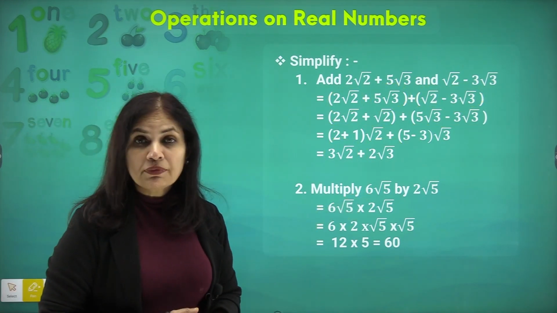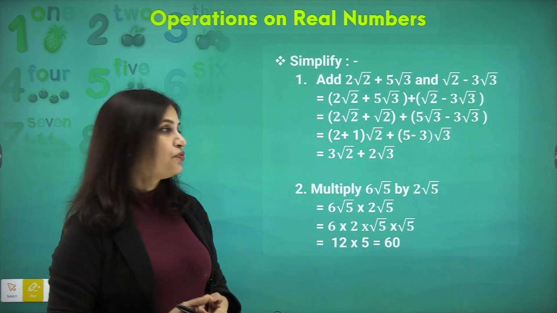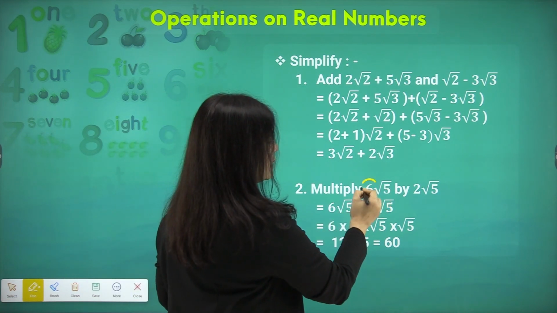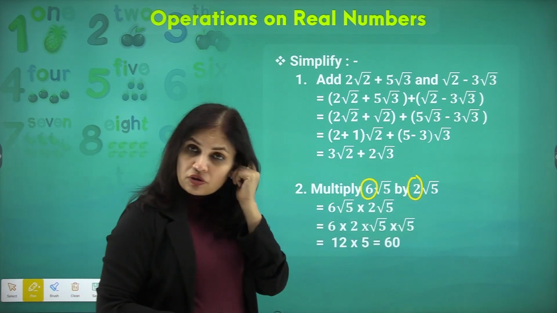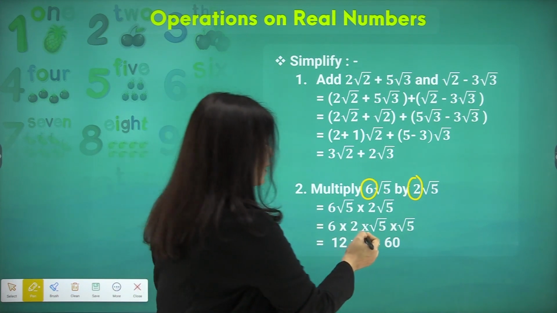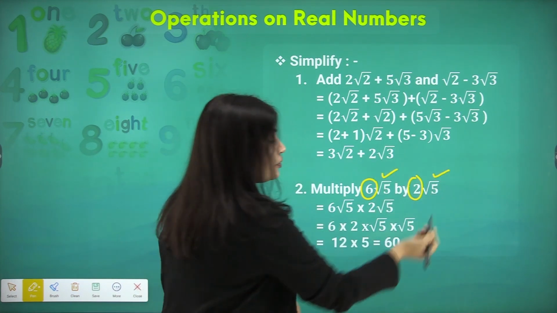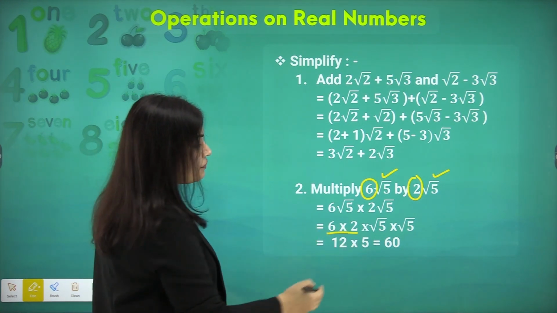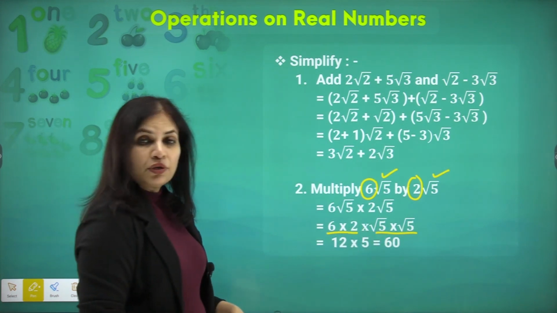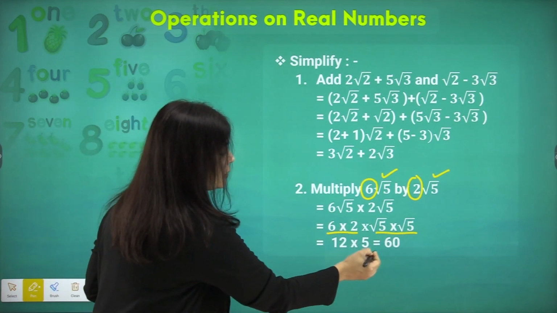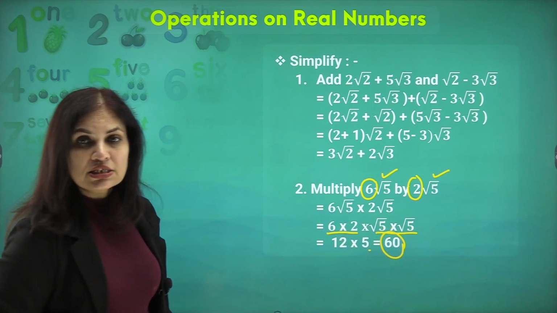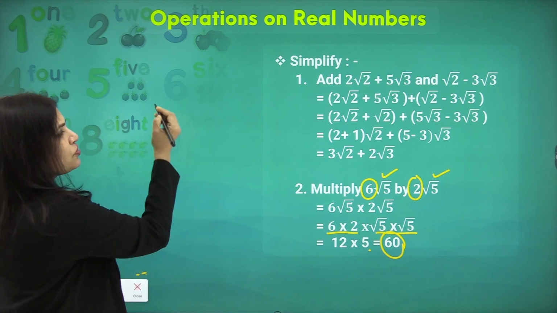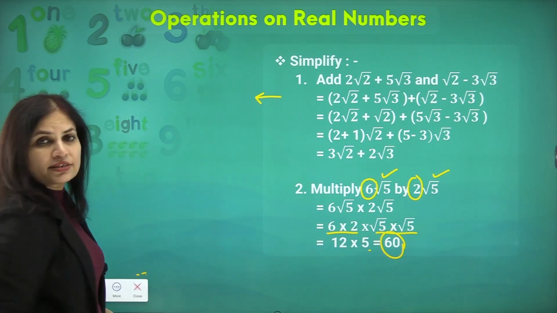Similarly, if I have to multiply 6 root 5 and 2 root 5, again I'll collect the like terms, the similar ones. I'll multiply 6 and 2 because both of them are rational, and I'll multiply root 5 and root 5 together. So, here in this step we can see 6 into 2 will give you 12 and root 5 into root 5 will give you 5. So, 12 into 5, the final answer will be 60. Let me give you one more example.